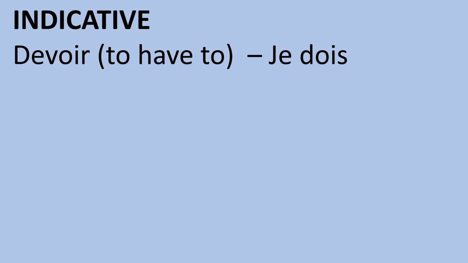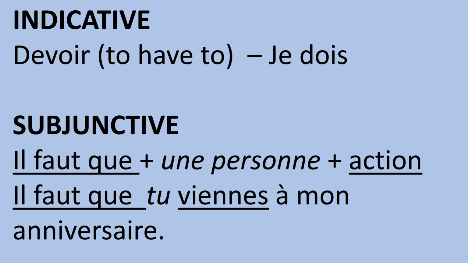So you know already the indicative mood, as I mentioned earlier. Devoir, which means to have to, gives you in the present tense, je dois. So whenever you want to say I have to do something, you just say je dois and then you use the verb. Now today we are talking about the subjunctive, which is different. And here we want to say I must. Il faut que. So il faut que, word for word, would mean nothing really. So you need to remember il faut que plus the person doing the action plus the action itself.